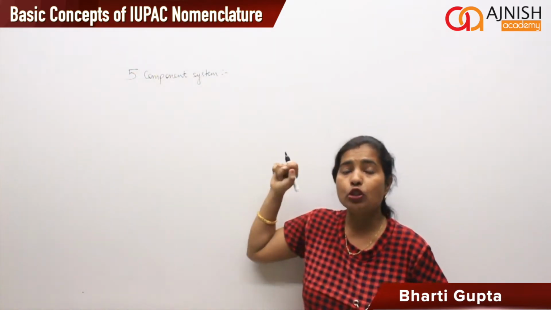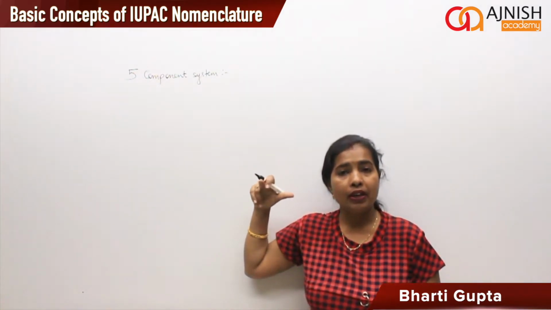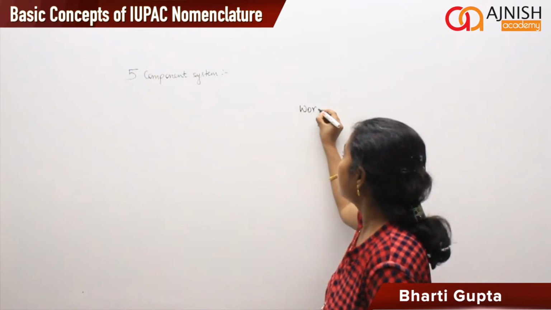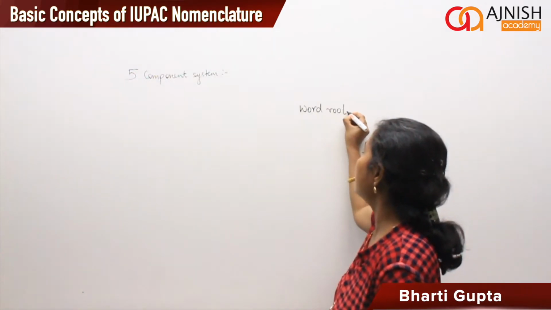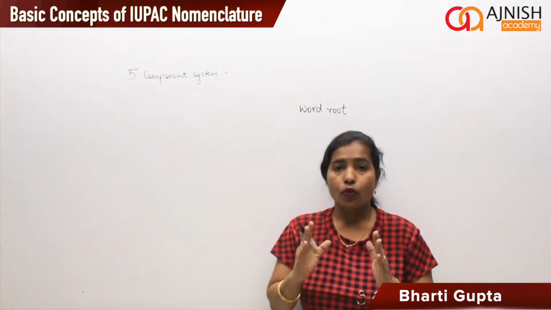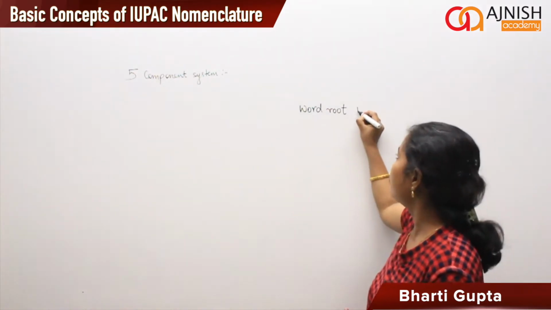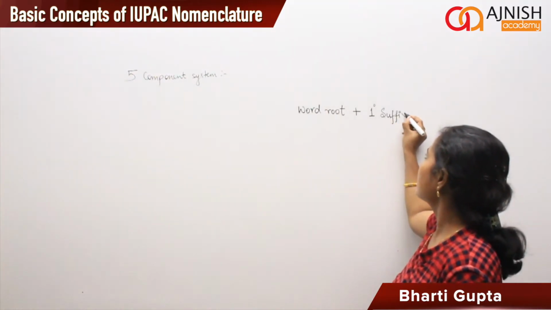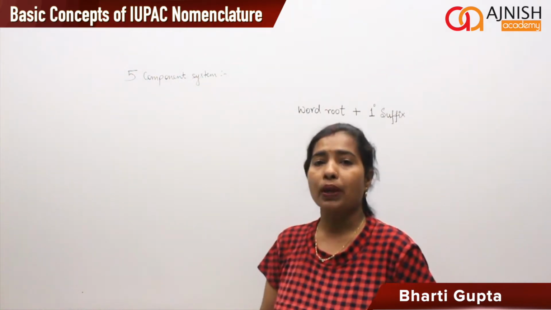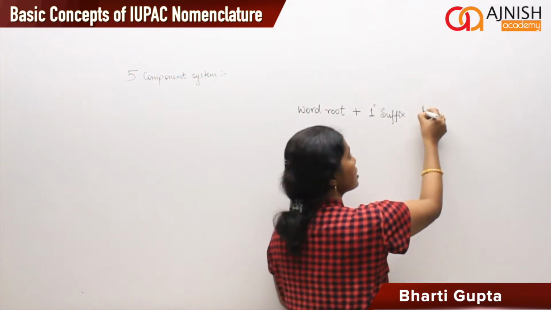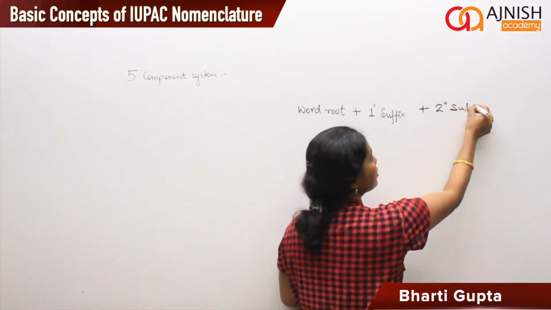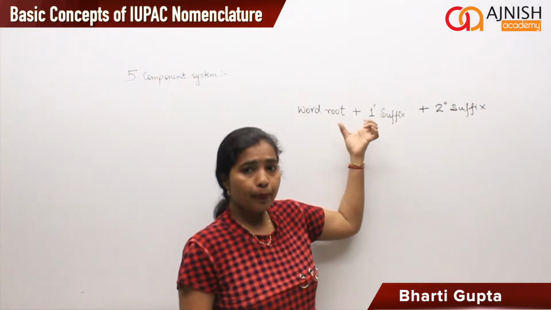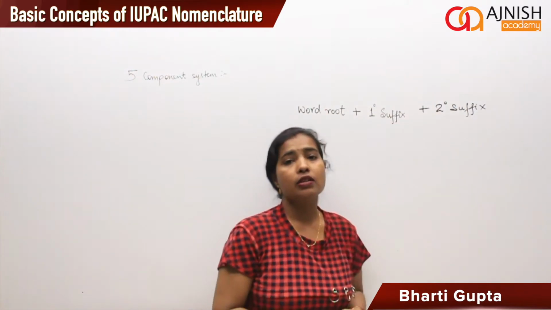The first component we think about while naming an organic compound is its word root. Word root is followed by the primary suffix, and the primary suffix is followed by the secondary suffix.